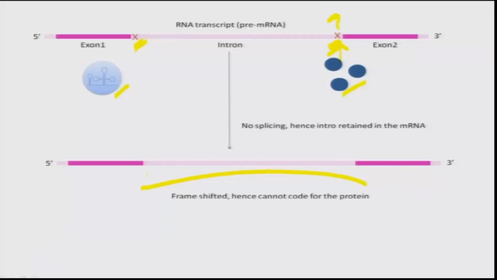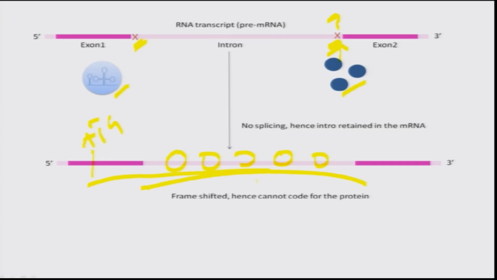Now, if the intron is retained, then you have, for example, ATG here. Now, what would happen? The translation machinery is going to read continuously, and here it is not going to give you the message that is required for making the protein. As a result, you have lost the protein. You are unable to make the protein that is required by the cell.